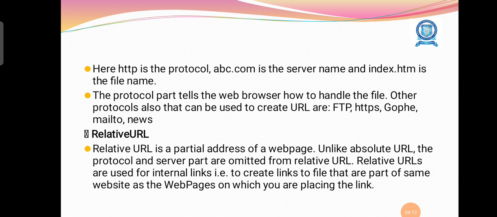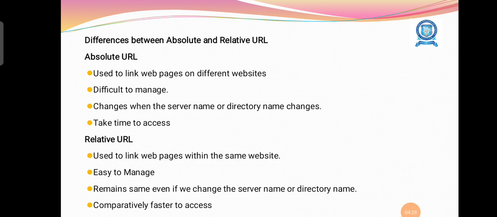A relative URL is a partial address of the web page. Unlike the absolute URL, the protocol and server parts are omitted from the relative URL. Relative URLs are used for internal links, that is, to create links to files that are part of the same web page or the web pages on which you are placing the link.